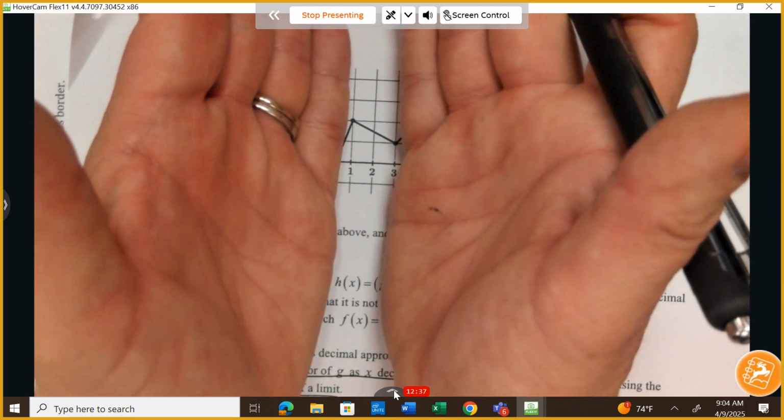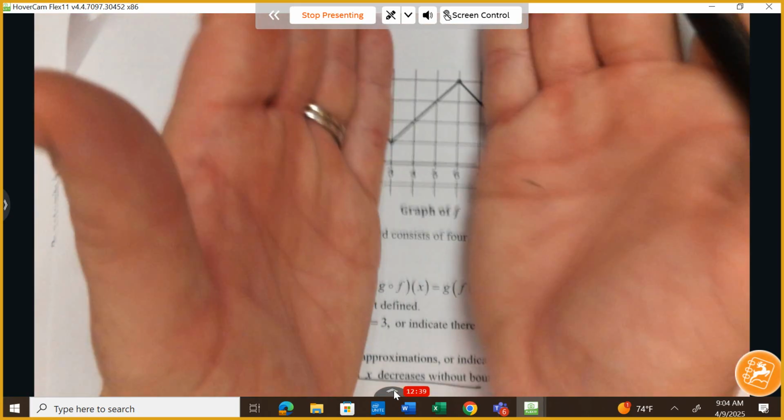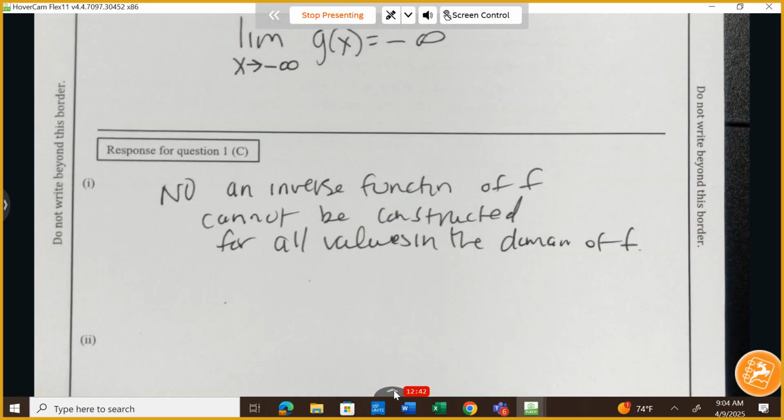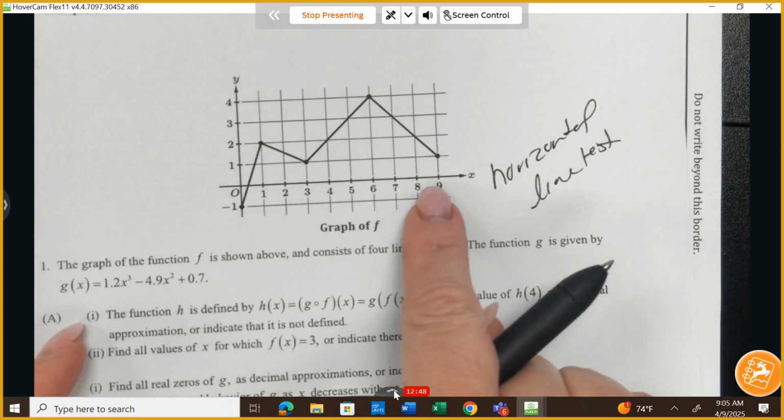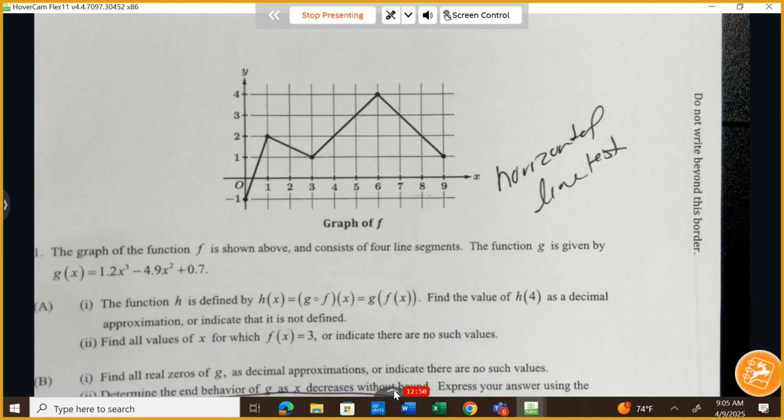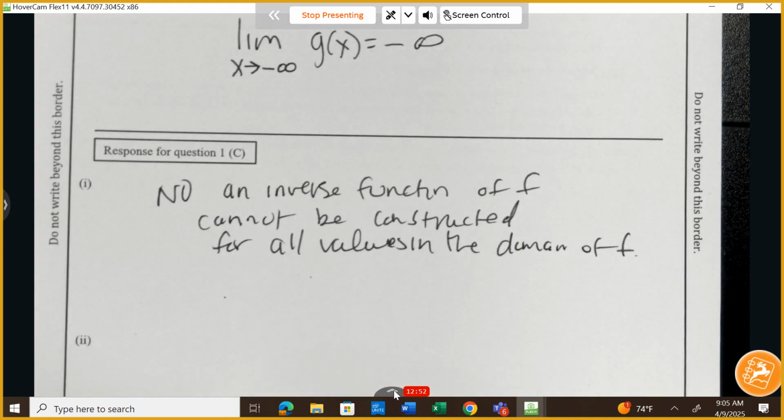Or if I restricted the domain between 1 and 3, yeah, I can create an inverse function. If I restrict the domain, I can. But if I'm specific, no. It wants us to know what we're looking at. So from 0 to 9, don't leave, from 0 to 9, are we able to create an inverse function? And the answer is no.